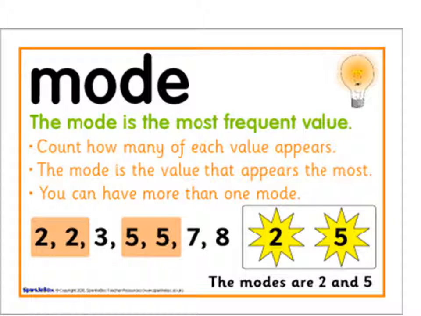The mode is the most frequent appearing number in a set of numbers. So for example, in our data set 2, 2, 3, 5, 5, 7, 8, the number 2 appears twice, the number 5 appears twice, the numbers 3, 7, and 8 appear just once each. So the numbers that appear most are 2 and 5. So we have 2 modes, 2 and 5.